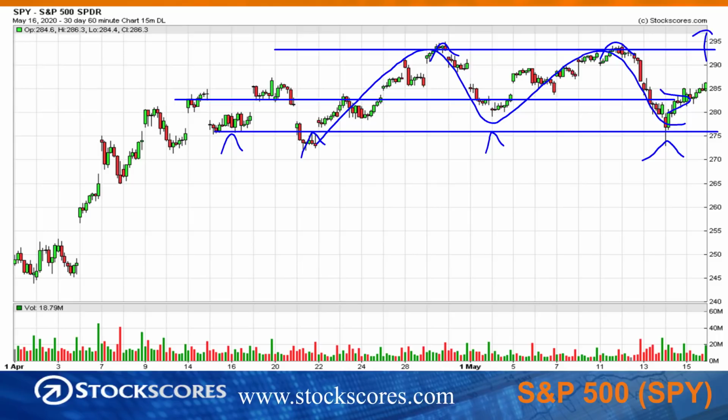If we break down through the 275 level, we should go lower. Until then, this market's just going to gyrate sideways with some swings up and down that may last 2, 3, 4 days. That's what you want to keep an eye out for, though, is a break through 275, which would be negative, or a break up through 295, which would be positive.